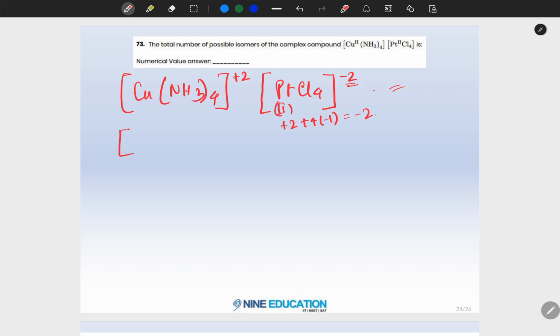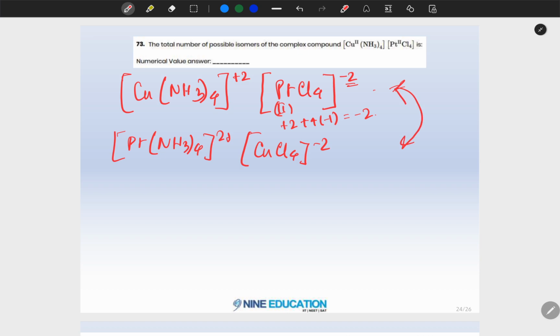So I can actually replace the ammonia and chloride ions, right? Sorry, I should write the cationic part first. So I can write down Pt(NH3)4 2+ and CuCl4 2-. This is one possibility. So 2 isomers we are getting. Now we have to check if more isomers are possible or not. So again plus 2 minus 2. This is the cationic sphere and this is the anionic sphere. Cationic coordination sphere and anionic coordination sphere.